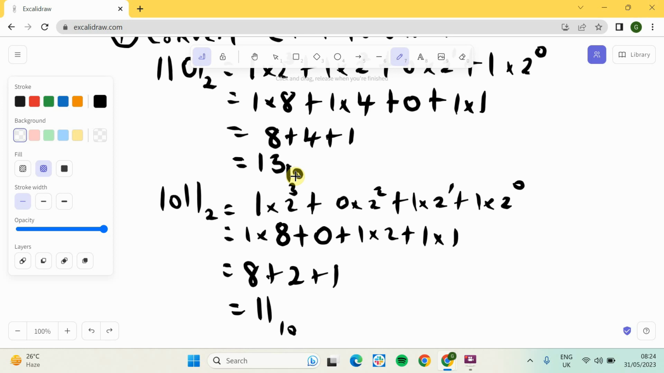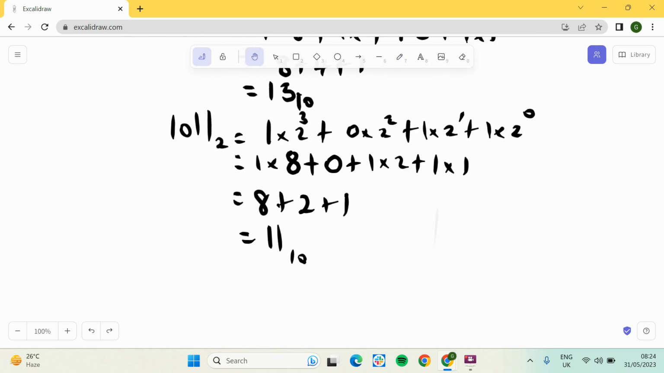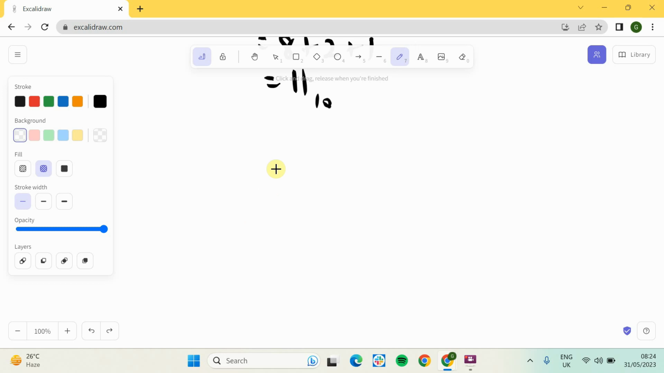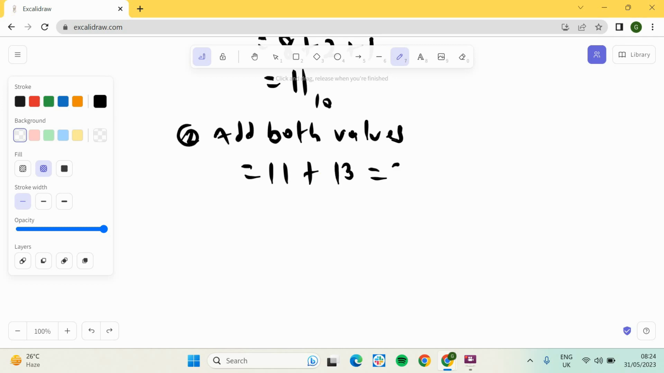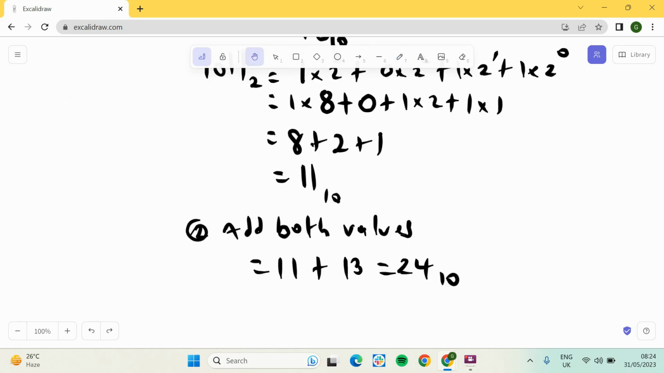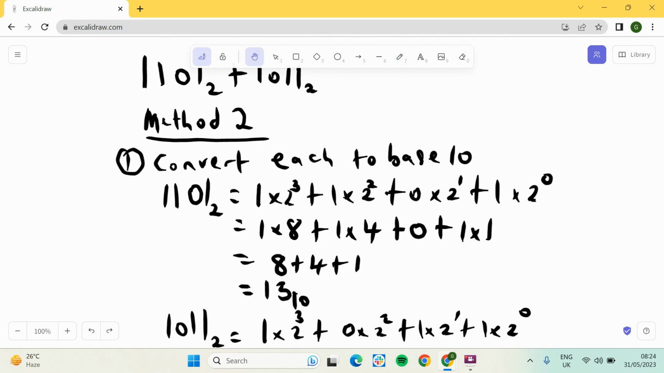Right, so let me add the two of them. Step 2 is basically just to add both values. So that will be 11 plus 13, and that is equal to 24 in base 10. But remember, the value that we are going to give is not going to be in base 10. It's going to be in the original base that they were in, which is base 2. So I have to convert this value to base 2.